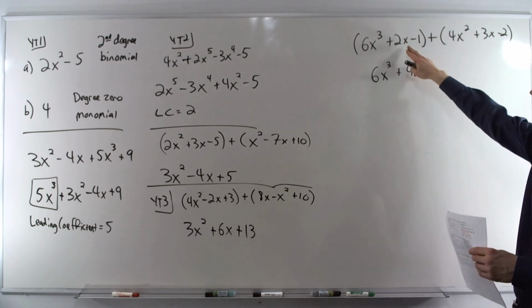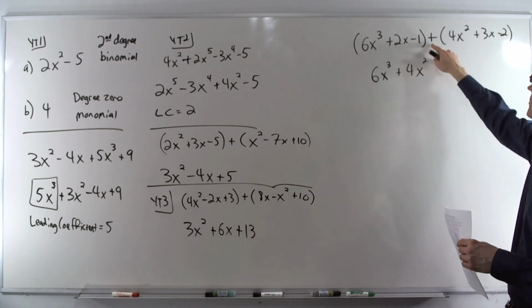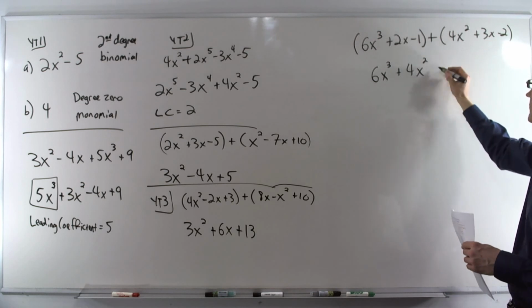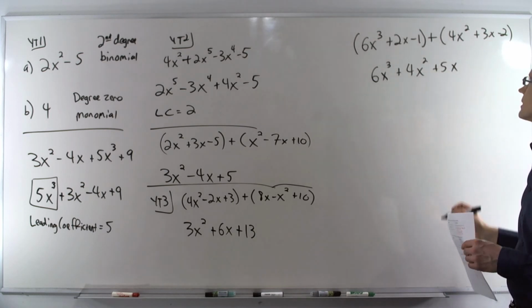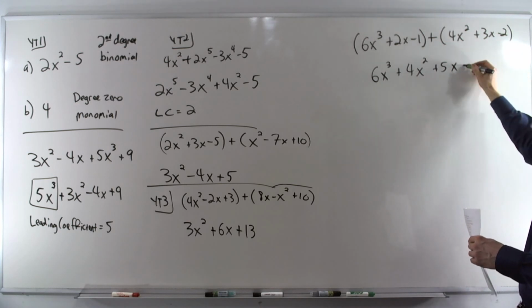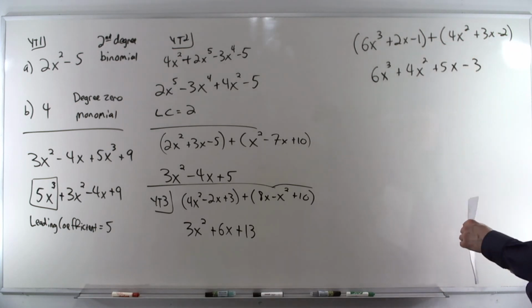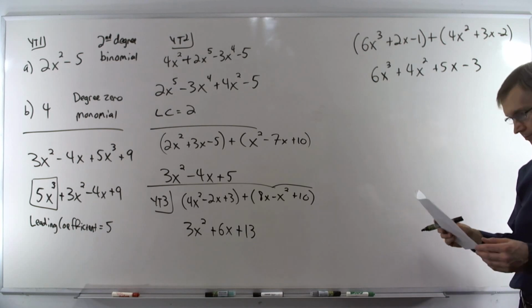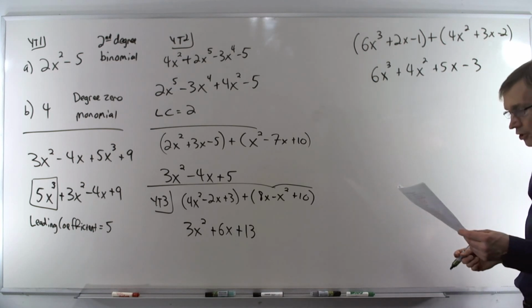We do have a match on the x terms. 2x is here, plus 3 of them over here, so that's 5 total, plus 5x. Now we do negative 1 plus negative 2. That's negative 3. 6x to the third plus 4x squared plus 5x minus 3. Your turn, number 4.